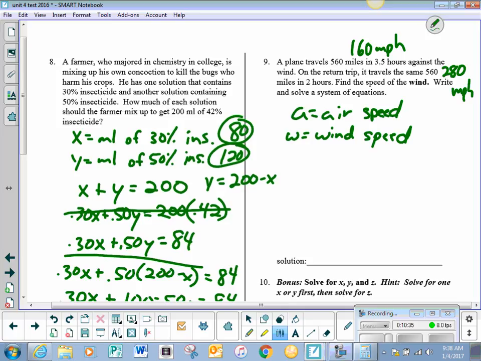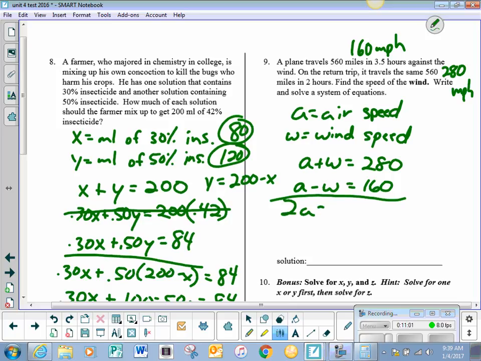So again, I tried to give you a pretty simple one. The only mistake I think I saw people make here is when they added the wind, they went slower. When you add the wind, it's pushing you to go faster. So when you're going with the wind, you're going 280 miles per hour. When you're going against the wind, you're going 160. And then this is simple from here on out, right? It's just simple elimination. 2A equals 440. A equals 220.